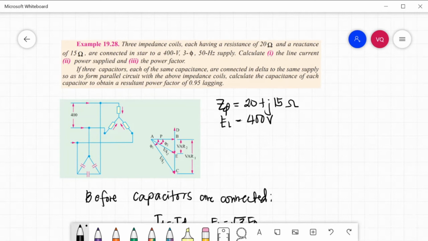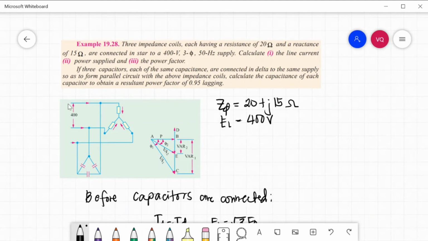If three capacitors, each of the same capacitance, are connected in delta to the same supply so as to form a parallel circuit with the above impedance coils, calculate the capacitance of each capacitor to obtain a resultant power factor of 0.95 lagging.